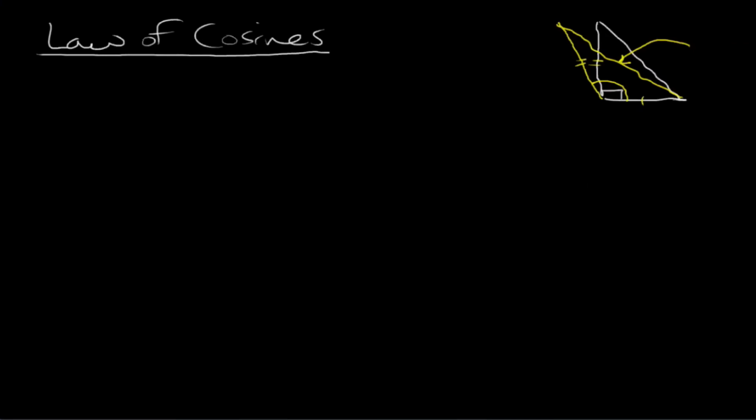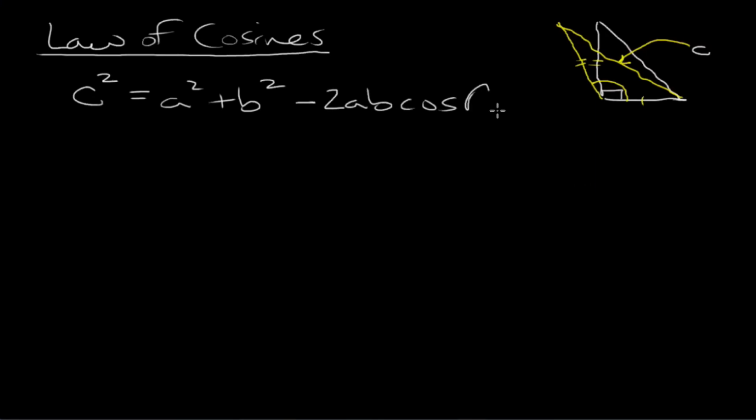It works for every triangle, not just right ones. And it says that the length of this long side C, the hypotenuse, squared, is a squared plus b squared with an adjustment for the angle that we just opened up there, which would be angle C, because it's opposite side C.